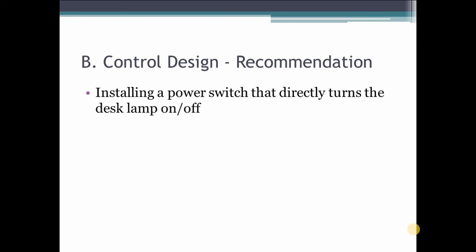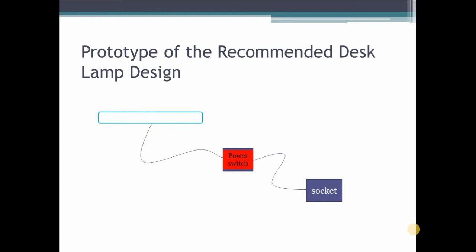So this is my recommendation of the control design. My recommendation is simply to install a power switch that directly turns the desk lamp on and off. This way we do not need to pull the cable from the power terminal and struggle with it. We simply need to press the button to turn the desk lamp off or on, like a light switch, but this is for the desk lamp.